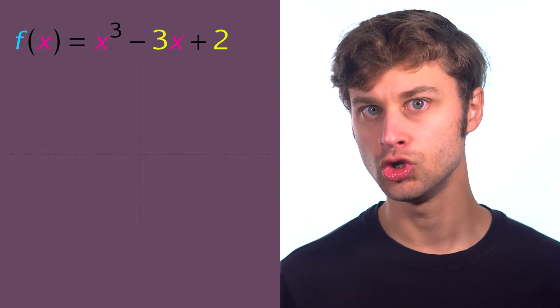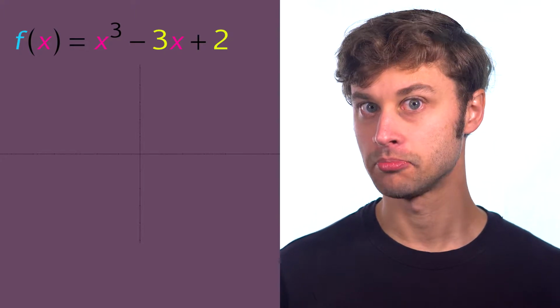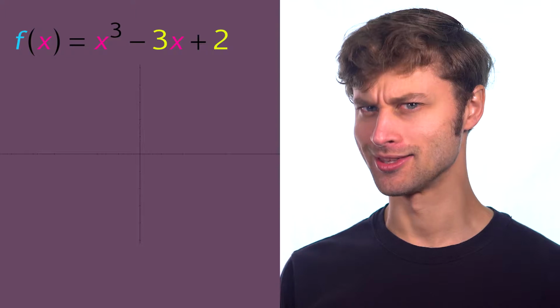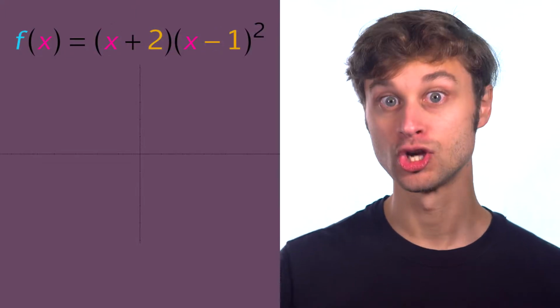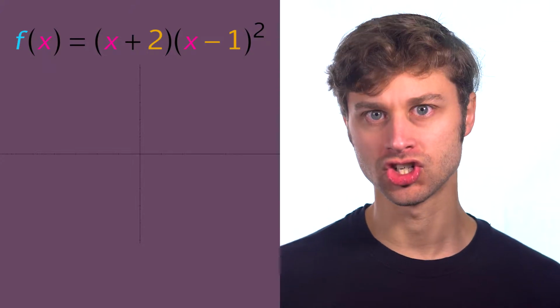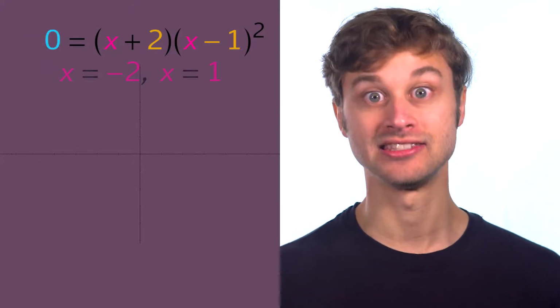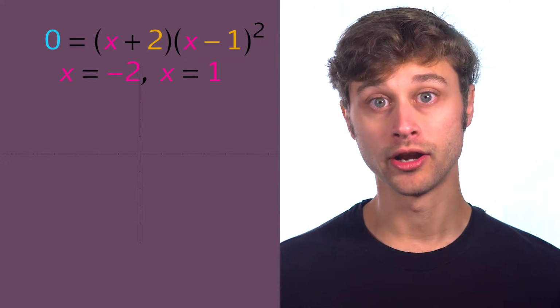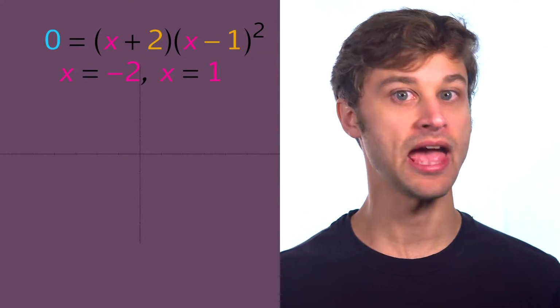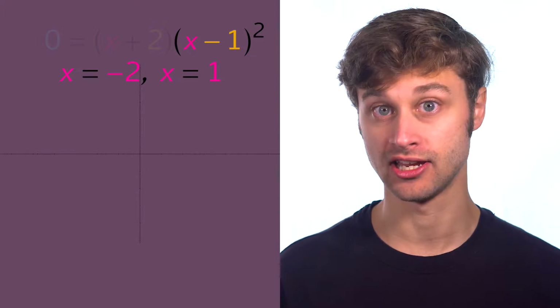But in the real number system, the number of roots can be less than or equal to the degree of the function. Let's look at this function as an example. F of x is equal to x cubed minus 3x plus 2. I know, because I made it this way, that this function factors into x plus 2 times x minus 1 squared. So what are the zeros of this function? I know this function is 0 at x is equal to negative 2 and x is equal to 1. That second root, 1, repeats. I know this because the term x minus 1 is squared in the function.